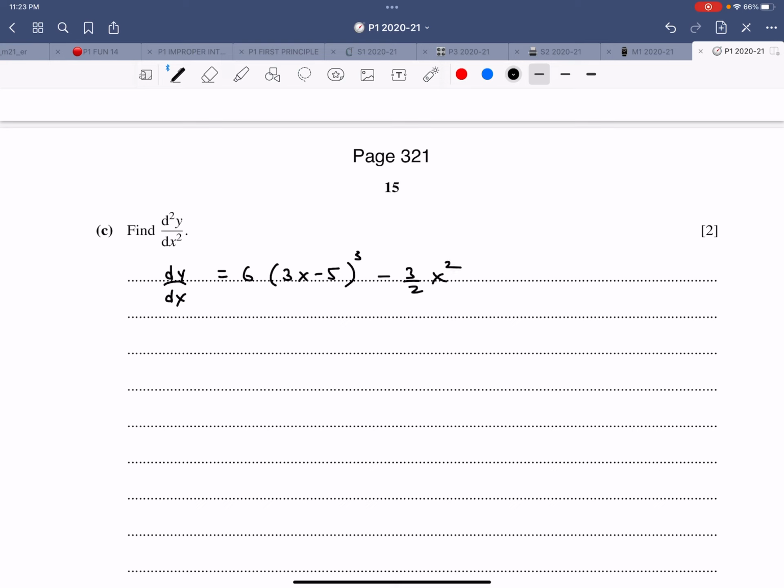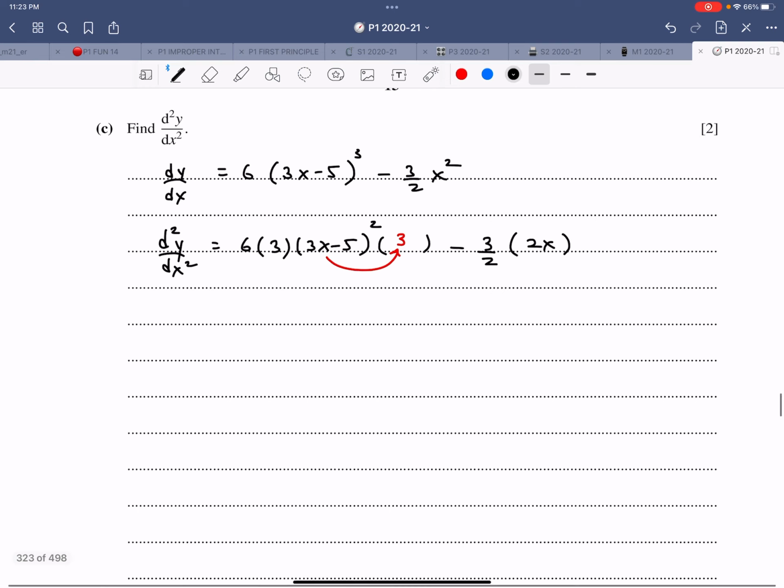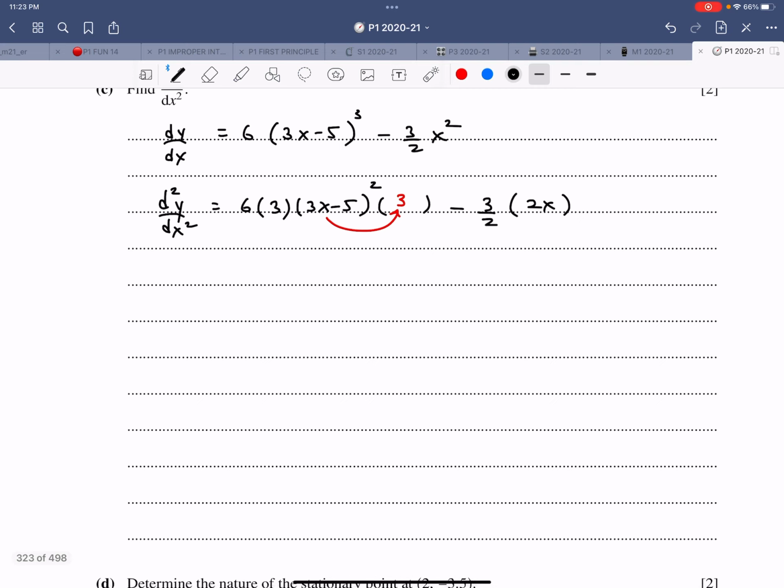So therefore the second derivative: 6 remains as it is, 3 comes down, 3x minus 5, power becomes 2, derivative of bracket is 3. Don't forget that. And this is minus 3 over 2 as it is, and x square becomes 2x. So 6 into 3 into 3, that is 6 9s are 54. So therefore this one is 54.